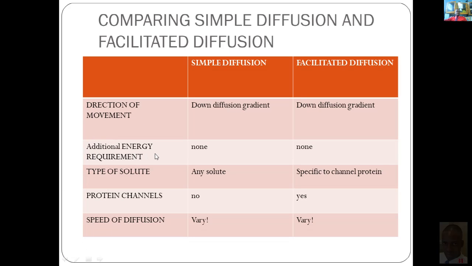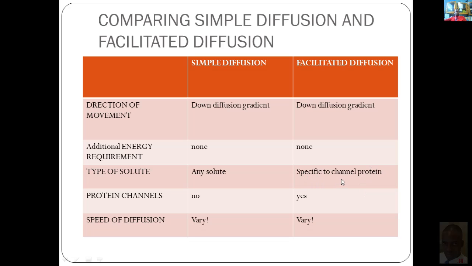Now comparing facilitated diffusion and simple diffusion, we're comparing based off five criteria. In terms of the direction of movement, they both move down their diffusion gradient. Additionally, is there any requirement for additional energy? No. Both of them use the energy that is in their particles already, so they need no additional energy. So this is passive transport. Both of them are passive transport.